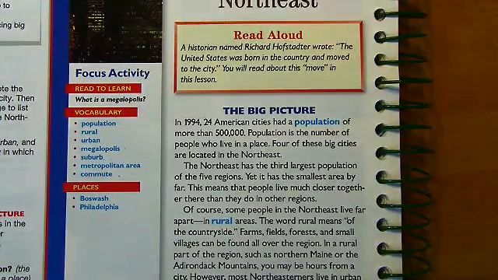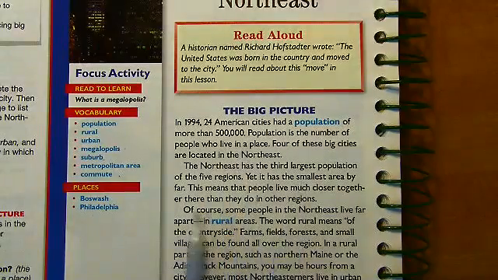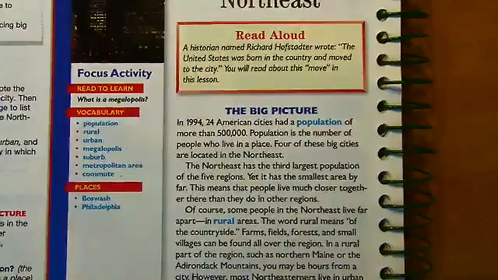Yet it has the smallest area by far. So if we have the third largest population, but we have the smallest area, that's like saying we're trying to fit 200 people into our classroom. Okay, we have a small space, a lot of people. This means that people live much closer together there than they do in any other regions.